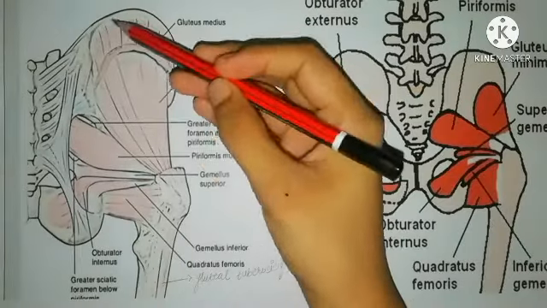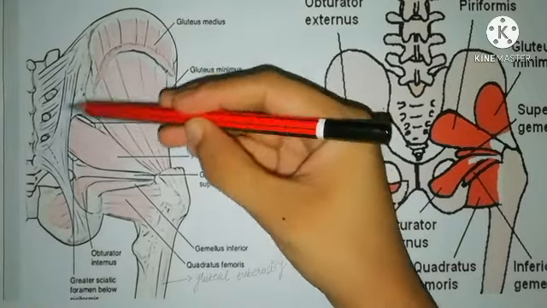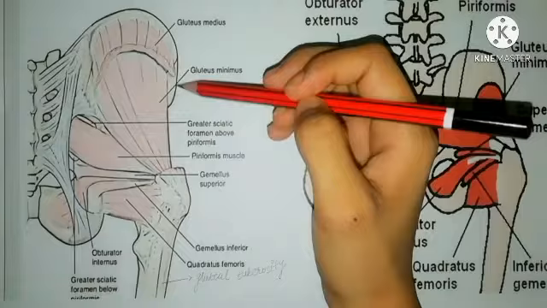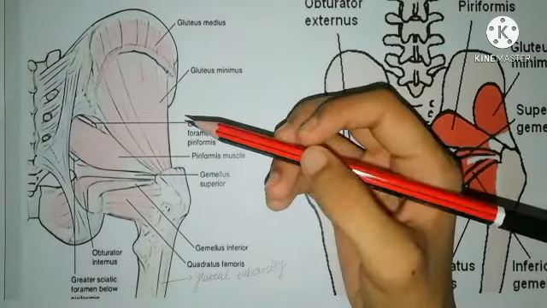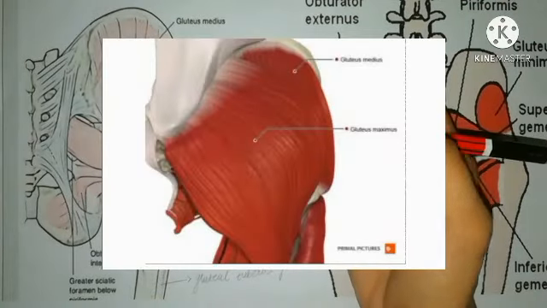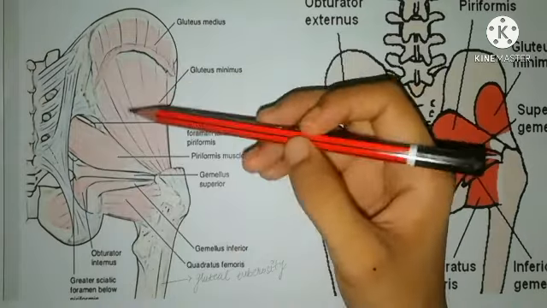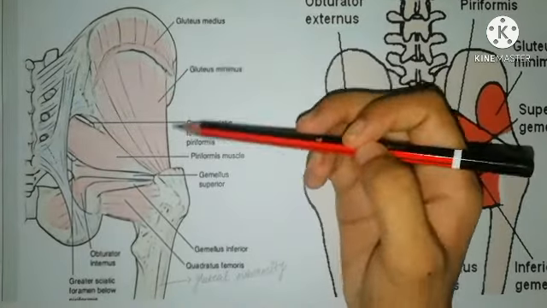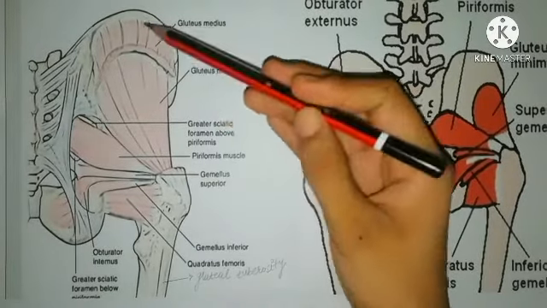Now we will be seeing the muscles of the gluteal region. This is the gluteal region. The first muscle of the gluteal region is Gluteus Maximus, which is not seen in this diagram. Gluteus Maximus is a large quadrilateral powerful muscle covering mainly the posterior surface of the pelvis. This whole region is covered by Gluteus Maximus.